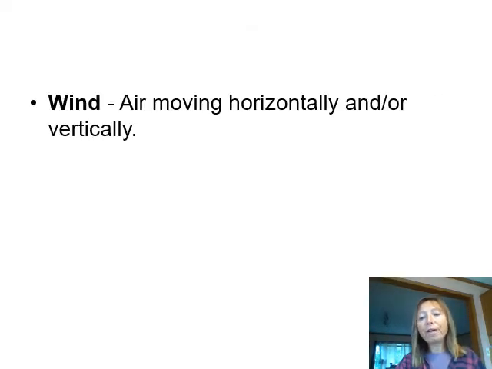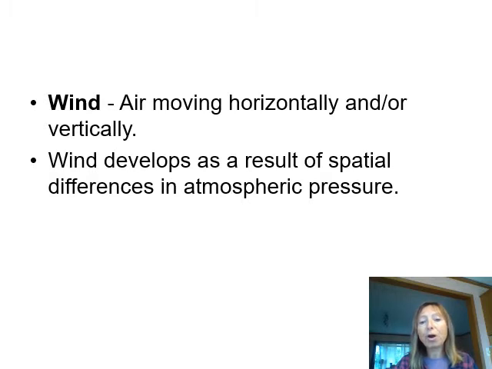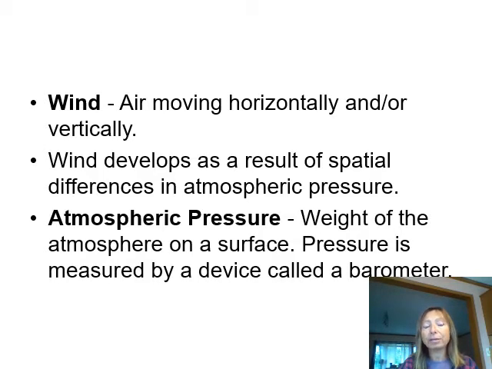Let's start by defining what is wind. Wind is simply air moving either horizontally or vertically over the surface of land. Wind develops as a result of spatial differences in atmospheric pressure, or atmospheric gradients. As you know already from the previous chapters, atmospheric pressure is the weight of the atmosphere on a surface of land, and pressure is measured by a device called a barometer.